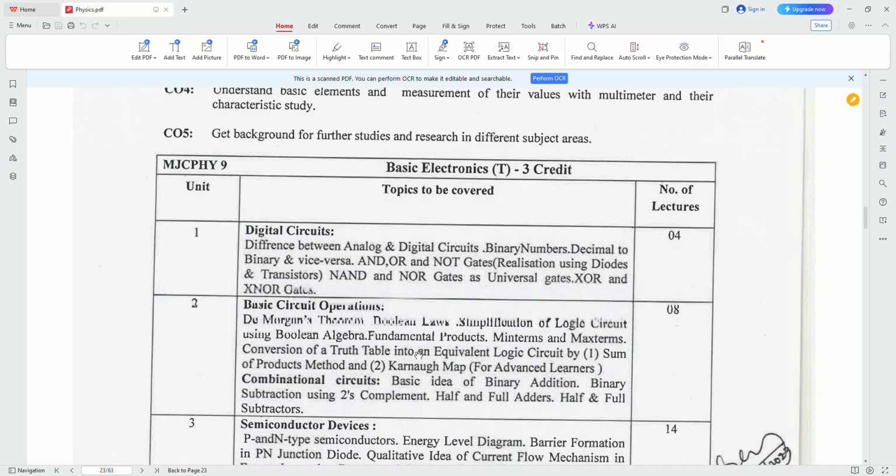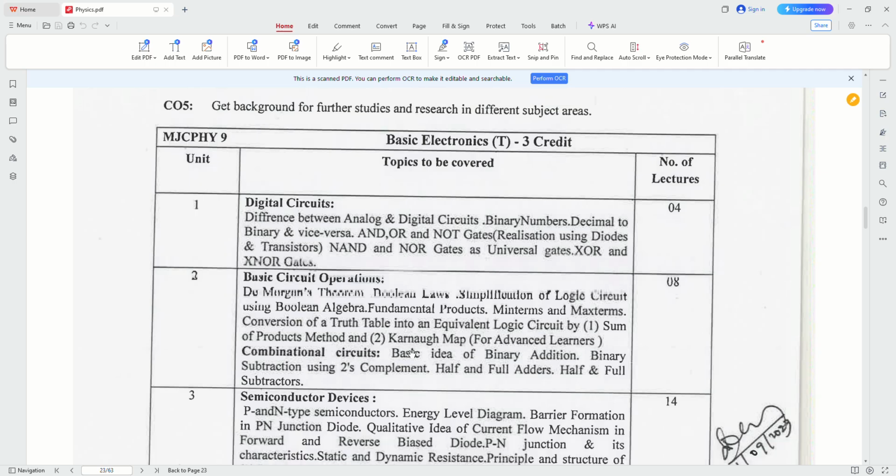conversion of a truth table into an equivalent logic circuit by the sum of products method and product of sums, Karnaugh map for advanced learners. Combinational circuits, basic idea of binary addition, binary subtraction using 2's complement, half and full adder, half and full subtractor.